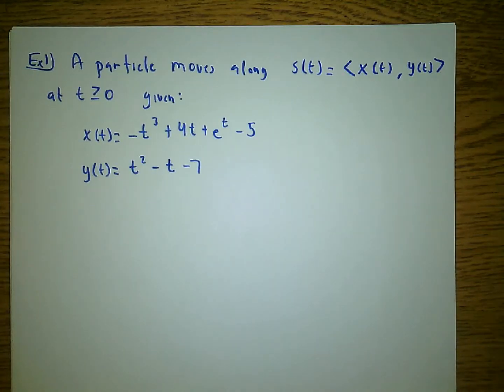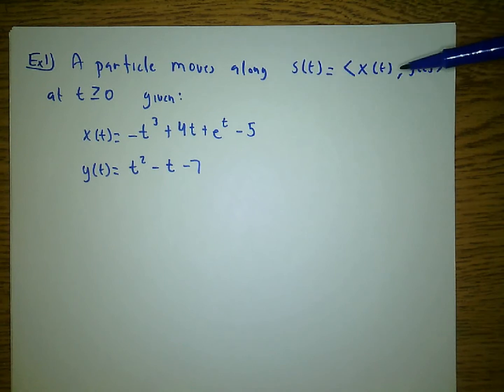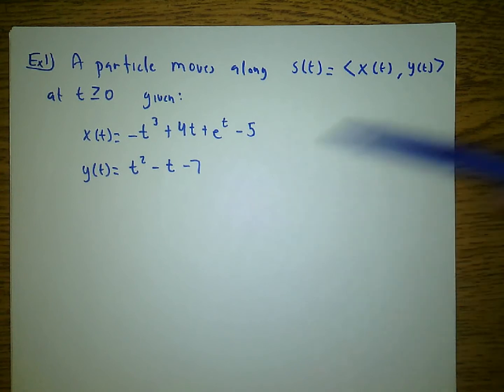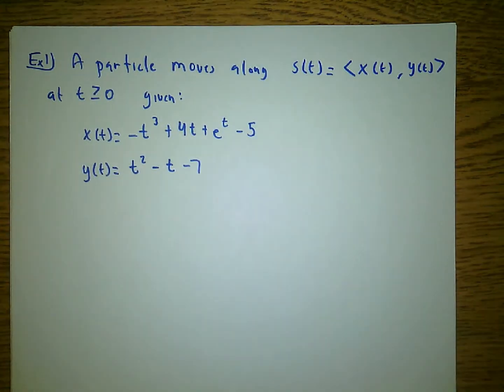All you know is this is the position of this particle, and you know it's a vector valued function because it's got vector components. Here are the two functions, and you just know that the time is greater than or equal to 0, which should kind of make sense, right? We shouldn't have negative time.